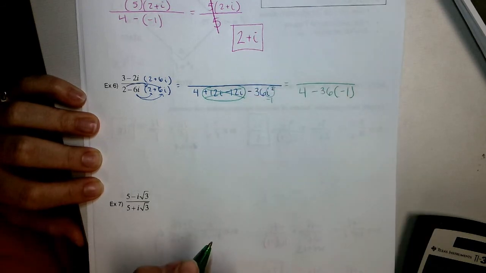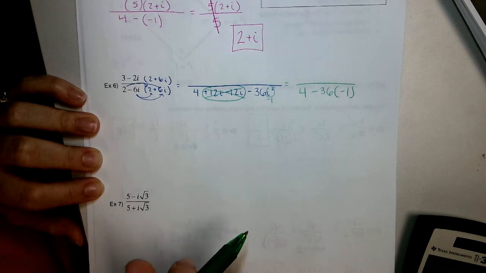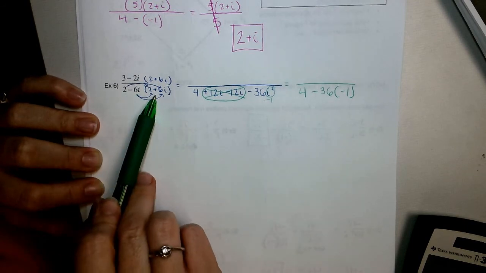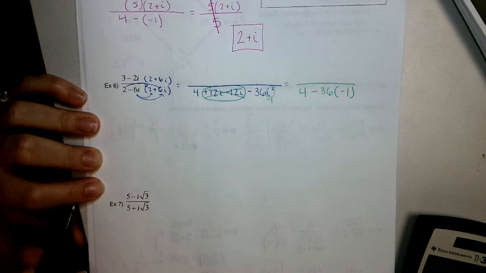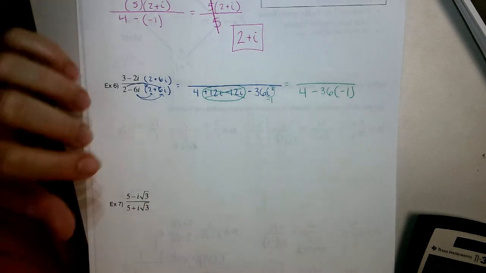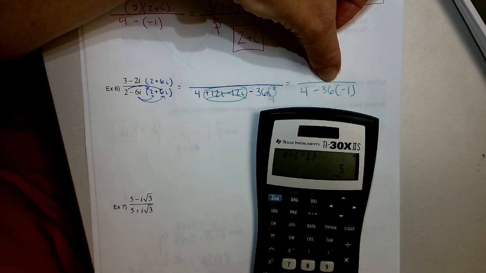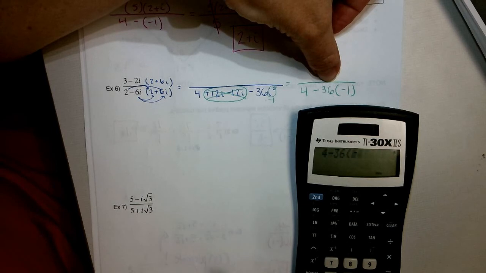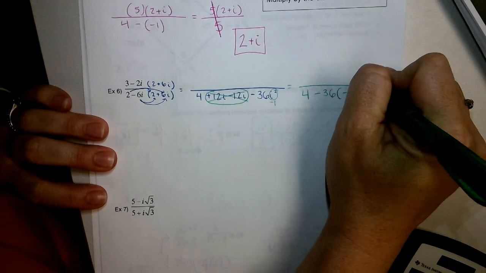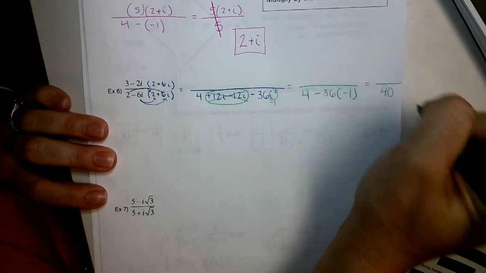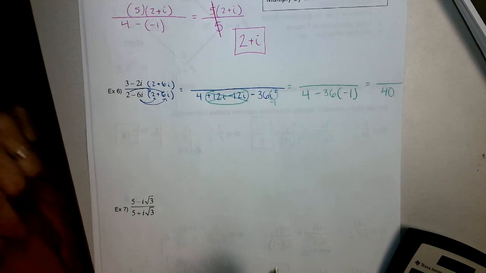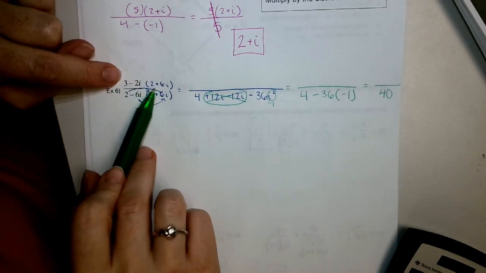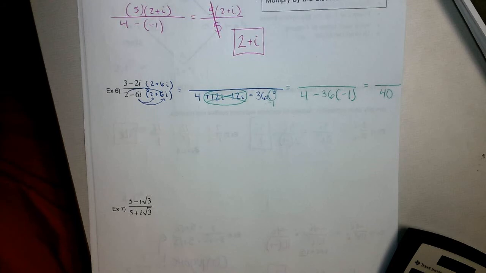Ms. Cartledge, should those two always cancel? In your denominator, yes. That's the whole point of us doing the conjugate. So again, you can do this one step at a time on your own, or you can type it in your calculator. 4 minus 36 times negative 1 equals 40. Okay, well 40 doesn't simplify with any of these, so we can go ahead and now multiply the top.